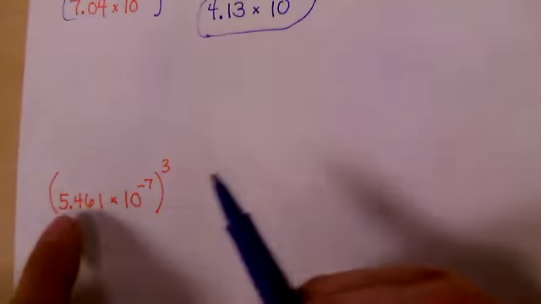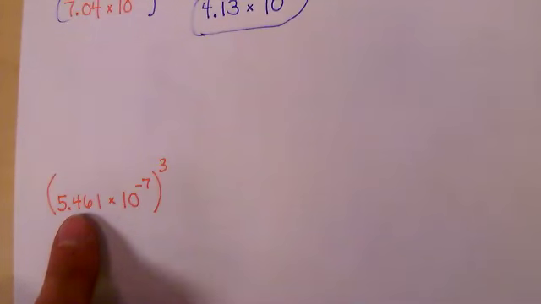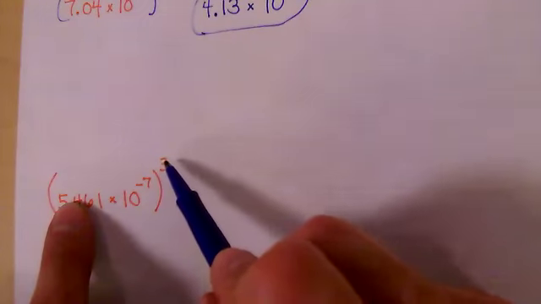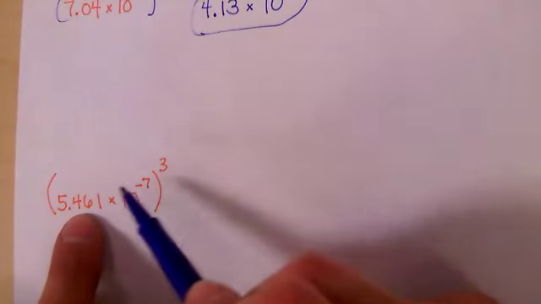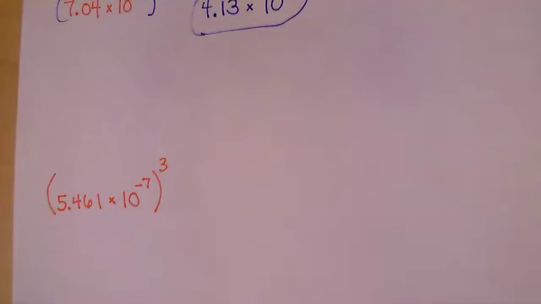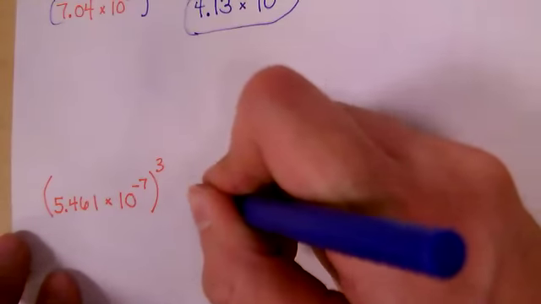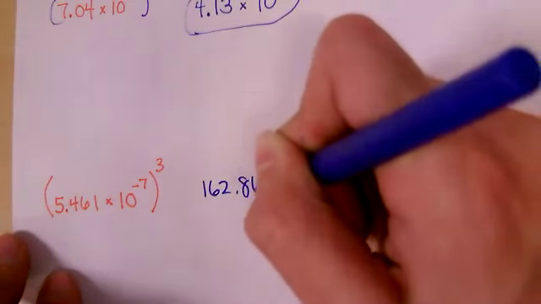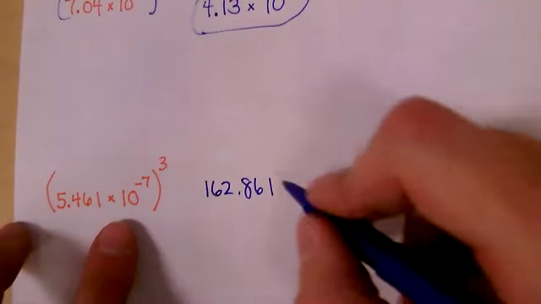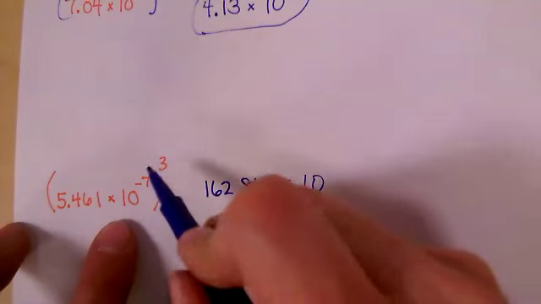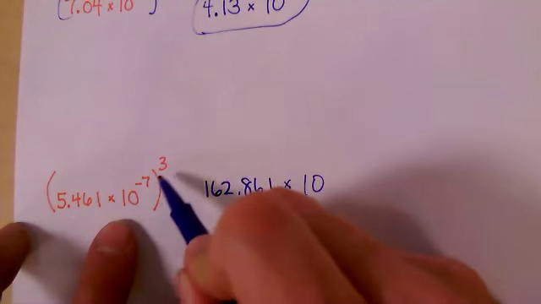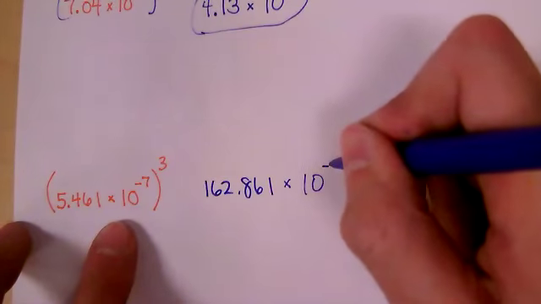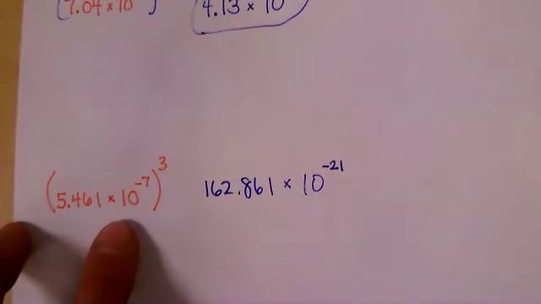You can also have a scientific notation number raised to a power. When that happens, the number to the power, remember, you just give it the exponent. So it's going to be 5.461 to the third, which I'm going to give a few decimal spots here. It's going to be 162.8607. So I'll round it to 861. I'll do at least that much for now. Times 10, and when it's outside the parentheses like this, you multiply the exponent. So it's going to be 10 to the negative 21st.